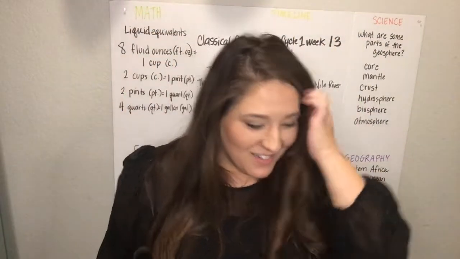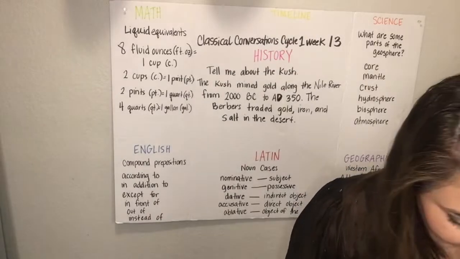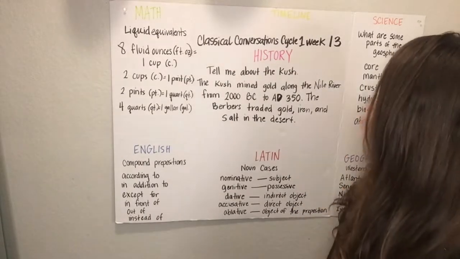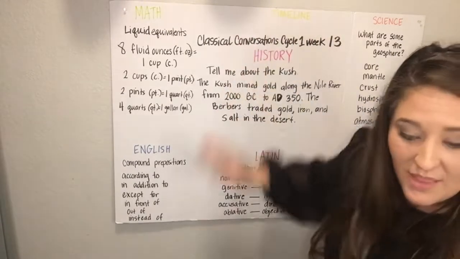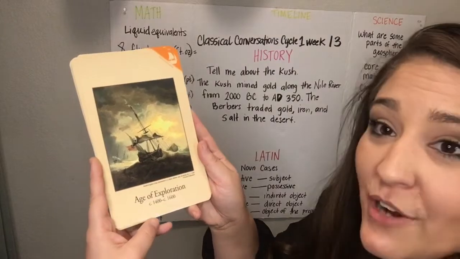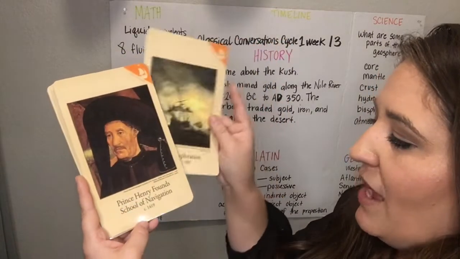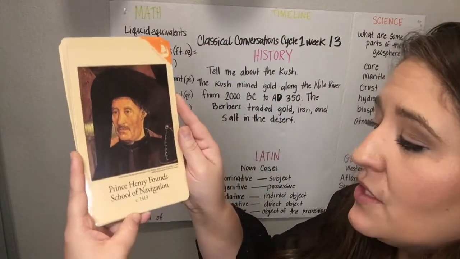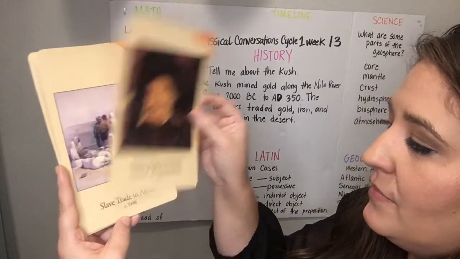You got it. All right, the next thing that we're going to do is our timeline. The timeline I have here with the timeline cards. And the first one is Age of Exploration. Then we have Prince Henry founds the School of Navigation.